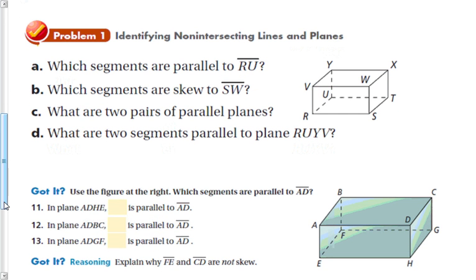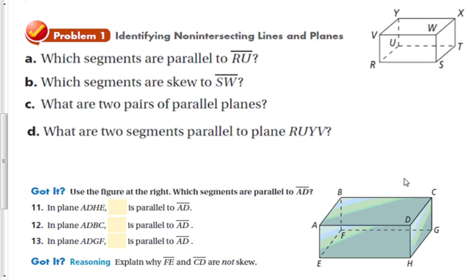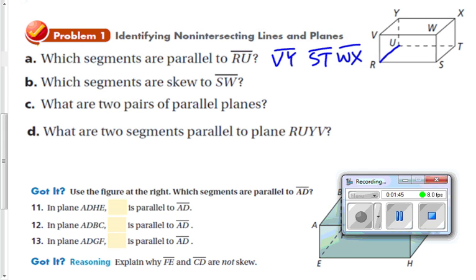All right, so which segments are parallel to RU, which segments are skew to SW, what are two pairs of parallel planes, what are two segments parallel to plane RUYB? We'll figure that out. Okay, with respect to the segment parallel to segment RU, that's this one here. You could pick a bunch of them. I'm just going to pick PY is 1, ST is 1, WX is 1. I think that's all of them.